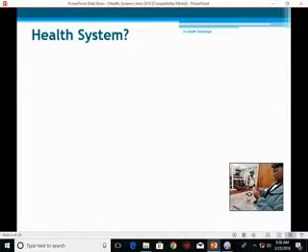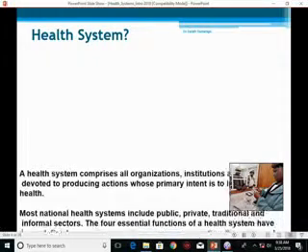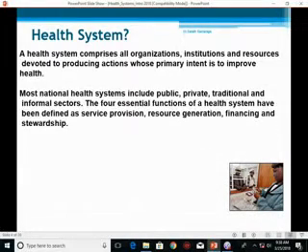So when it applies to a health system, right? A health system comprises all organizations, institutions, and resources devoted to producing actions whose primary intent is to improve health. Why are we having a health system? It's to improve the health of the people, right? How does it do that? What are the things in the whole health system?